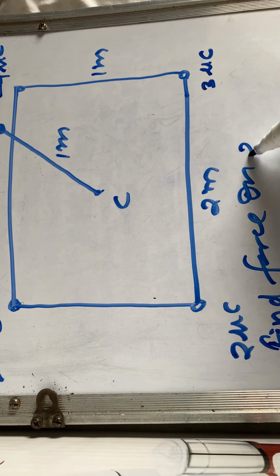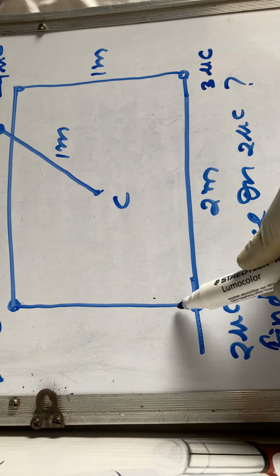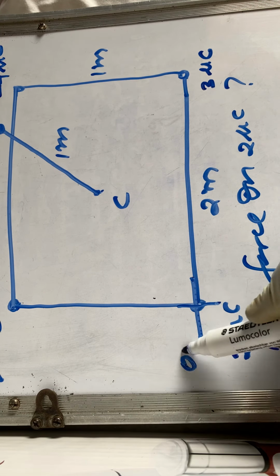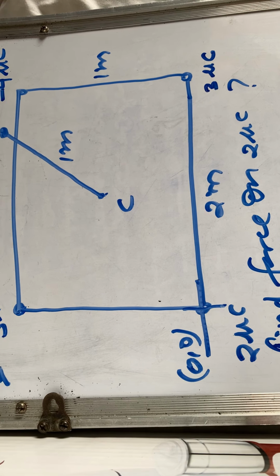Force on the 2 microcoulomb charge. Okay, the force on the 2 microcoulomb charge. So by the given trick, write the 2 microcoulomb charge, that's at the origin. Write down the coordinates of each charge. It's 0 0 0.